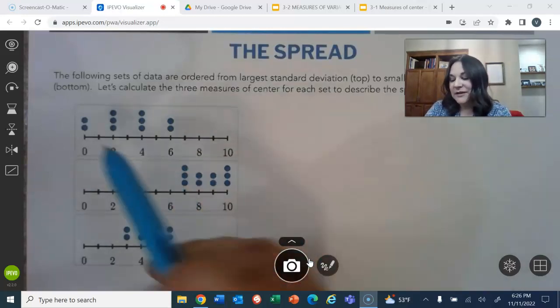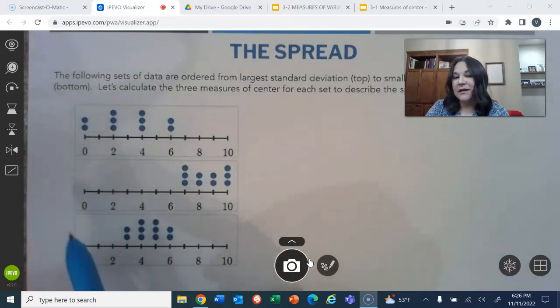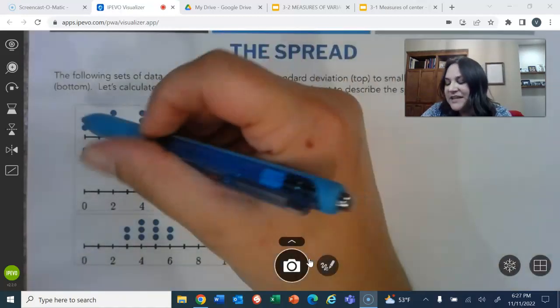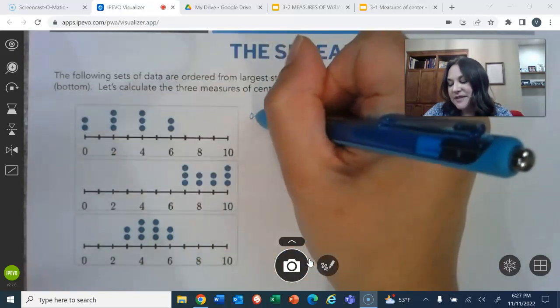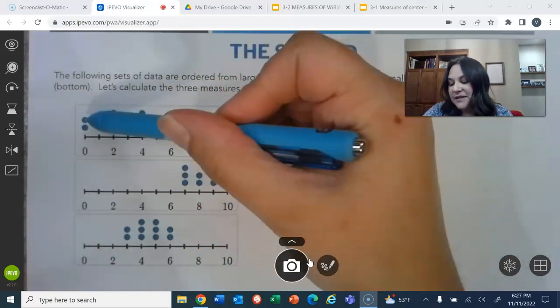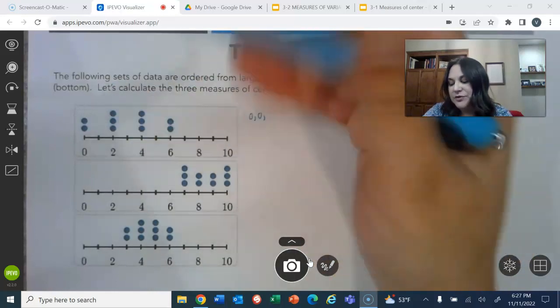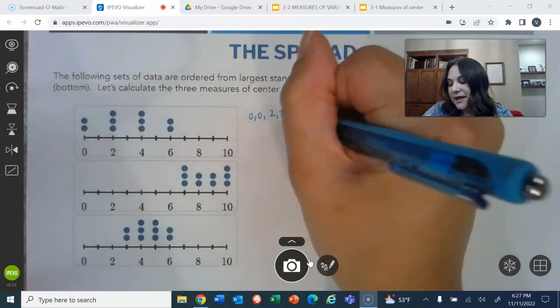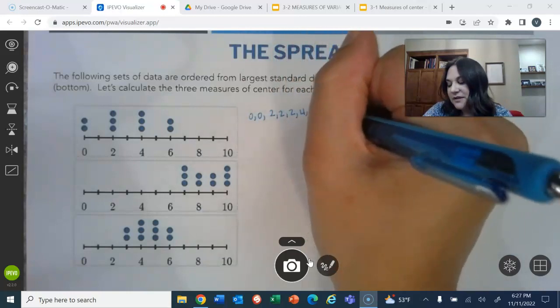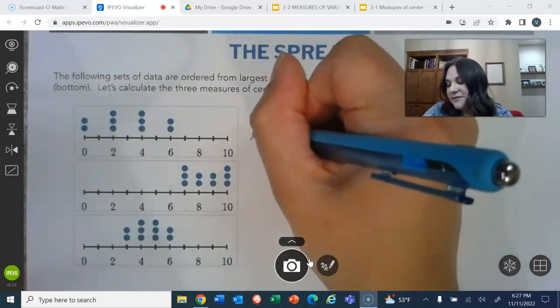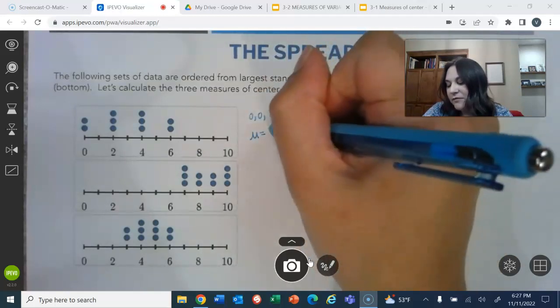So what I'm going to do is take this top set of data and calculate the mean and the standard deviation by hand, and then we'll go through how the calculator can do it for us. Each dot in the dot plot represents one data point. So these would represent that my original set had two zeros, 1, 2, 3 twos, and then 3 fours, and then 2 sixes. So if I wanted to find the mean, I would add all of these up.